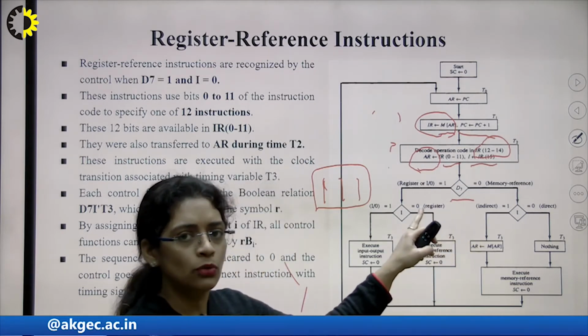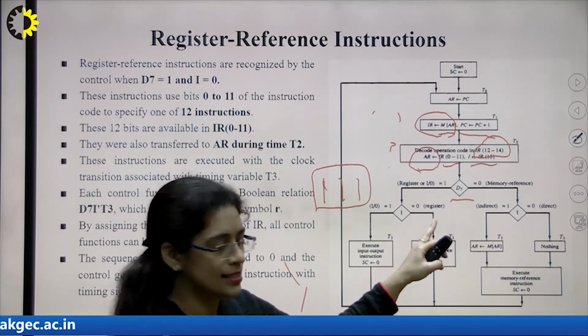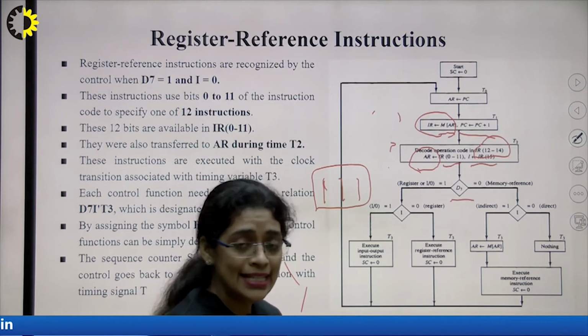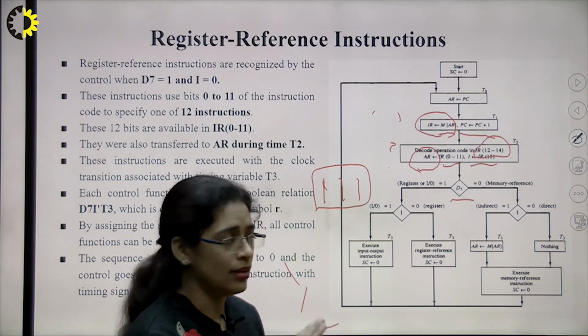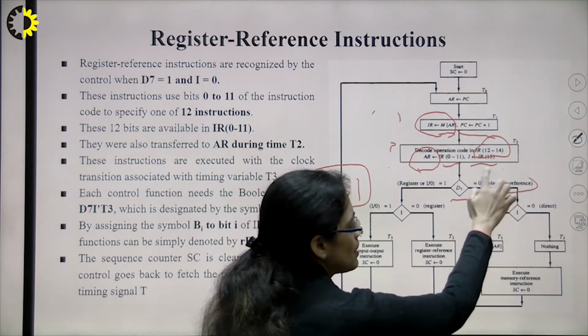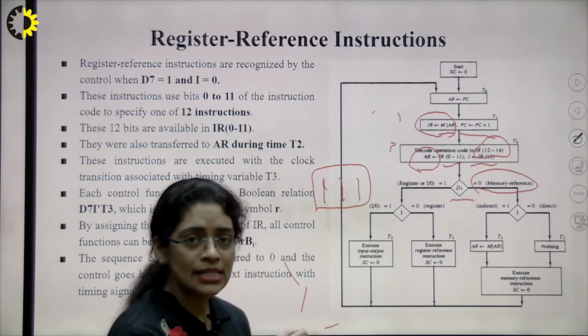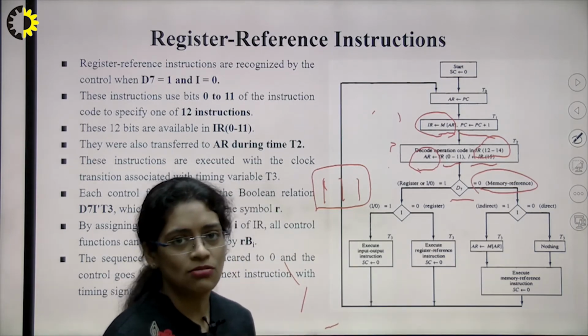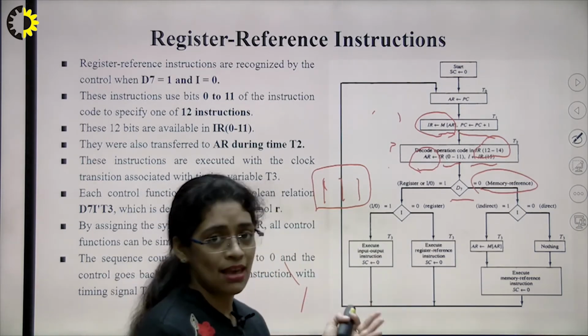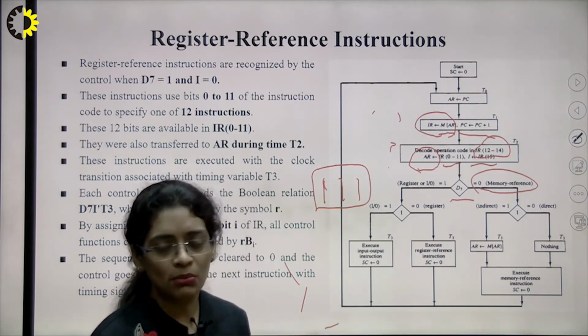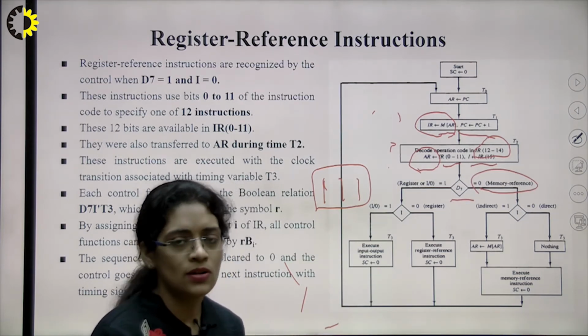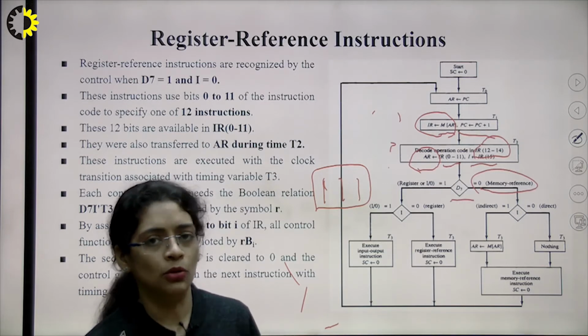Otherwise, it would be from D0 to D6. Now, if it is not D7, then it is a memory-based instruction. From D0 till D6, it's a memory-based instruction. If it is D7, then in that case, it is not a memory-based instruction. It is either a register-based or an input-output instruction.